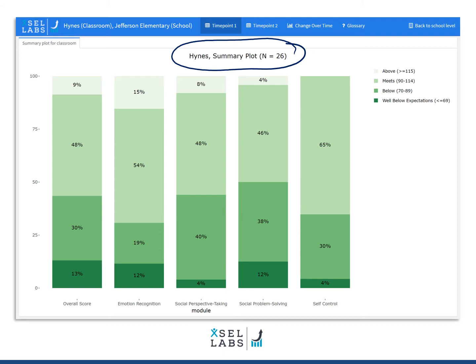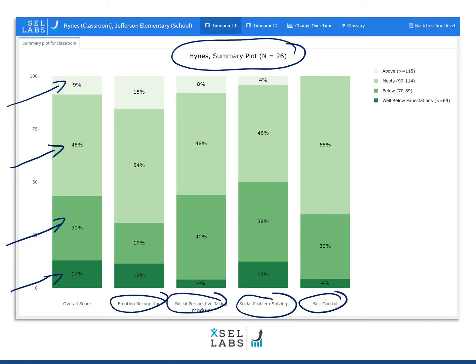Each of the bars shows the percentage of students who performed well above average, in the average range, a little below average, and well below average. Each of the bars shows a different skill area, including emotion recognition, social perspective taking, social problem solving, and self-control. This bar shows an overall composite of skill across those different areas.